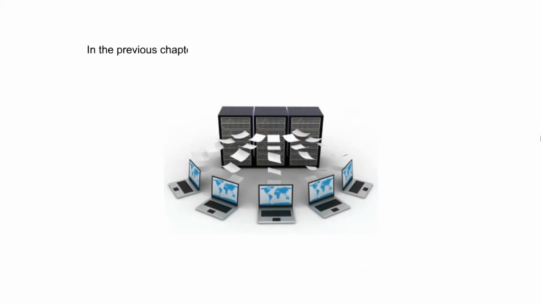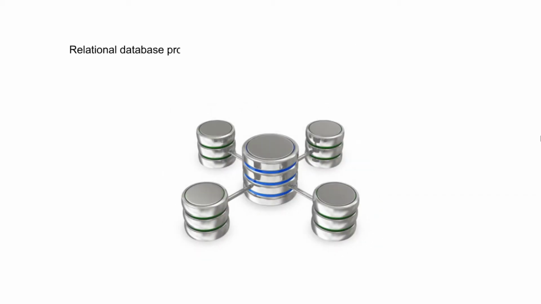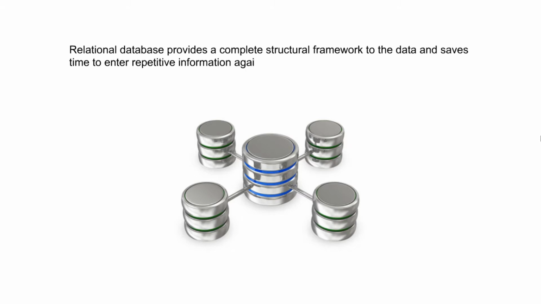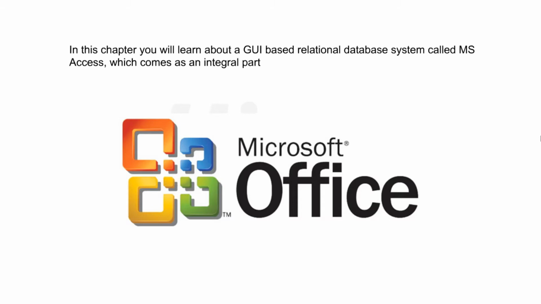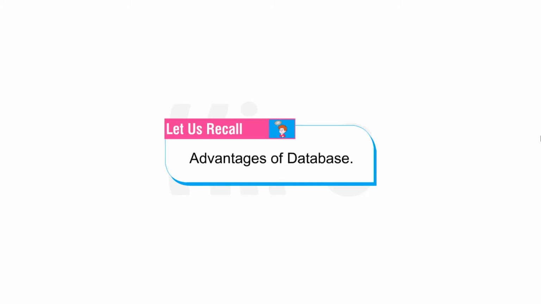In the previous chapter, we have learned the importance of relational database in our lives. Relational database provides a complete structural framework to the data and saves time to enter repetitive information again and again. In this chapter, you will learn about a GUI-based relational database system called MS Access, which comes as an integral part of the MS Office suite. Let us recall advantages of database.